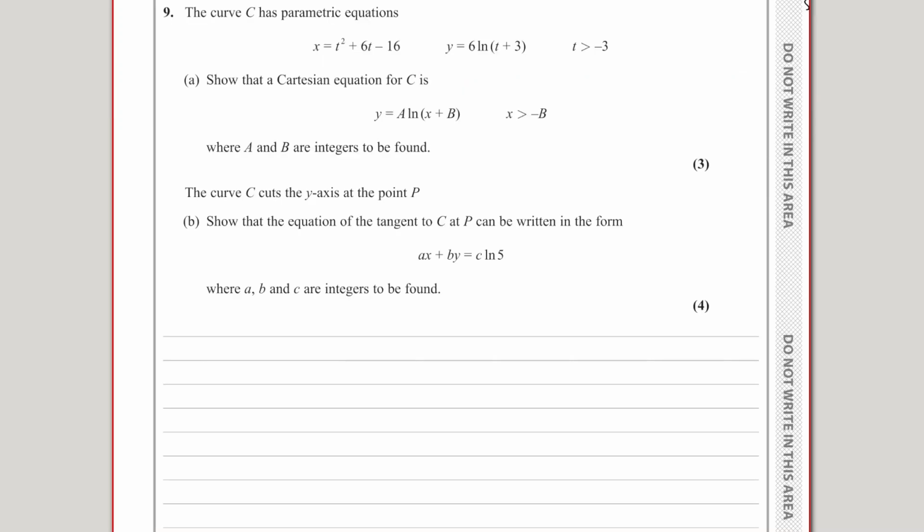The curve C has parametric equations x equals t squared plus 6t minus 16, and y equals 6 ln t plus 3. Show that a Cartesian equation for C is y equals a ln x plus b, where a and b are integers to be found. So we need to eliminate the t from this.